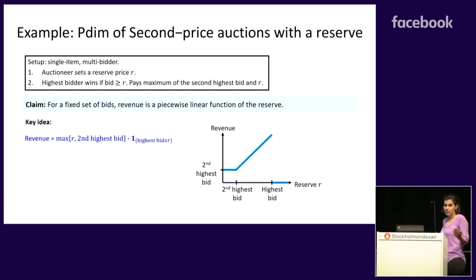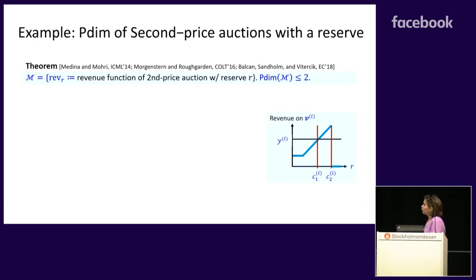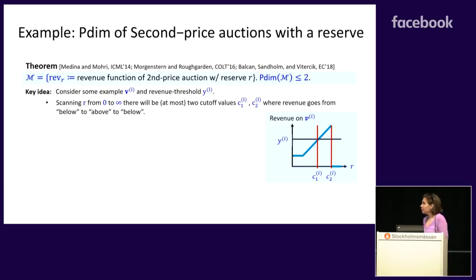Now, using this, we're ready to give you a quick sketch of why the pseudo-dimension, the intrinsic dimension of this class of auctions, is not too large. By the way, this is probably the most technical part of the tutorial, but I'll try to explain it at a high level. The outline of the proof is kind of simple. I want to show that the pseudo-dimension of the class of second price auctions with a reserve is at most two. So let's try to reason about that.